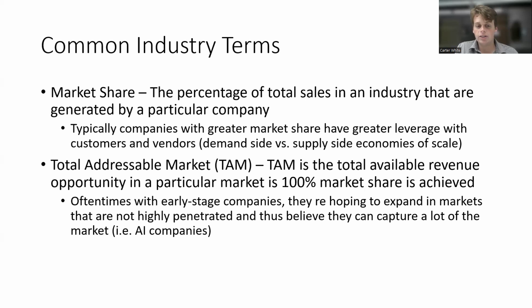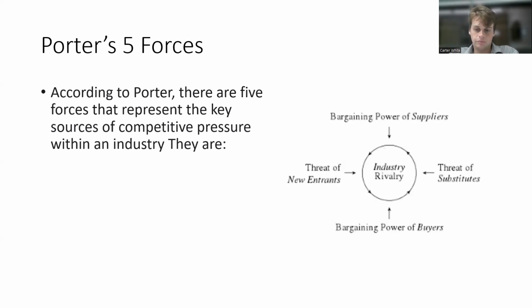The second one is TAM, or total addressable market. TAM for short is just the total available revenue opportunity in a particular market if 100% market share is achieved. Sorry for the typo there. Basically, this is the total revenue available if you got 100% market share. So this is important if you're an early stage company targeting a specific niche area, especially for technology companies. Because people want to know for a technology company, what is the max revenue that you could get from expanding into this new market or this market.